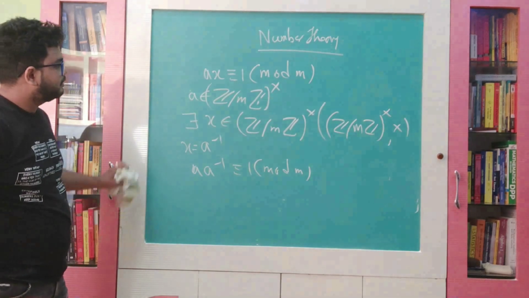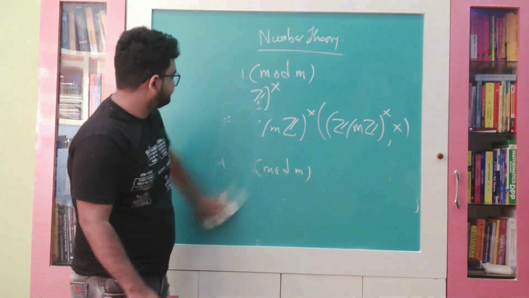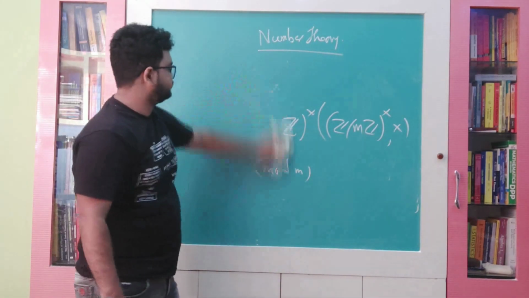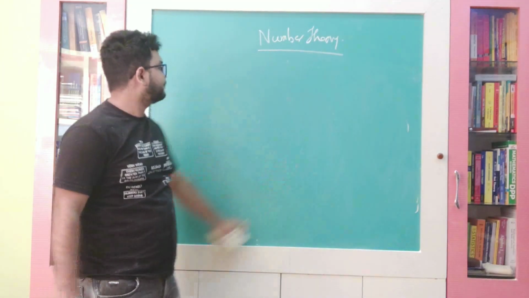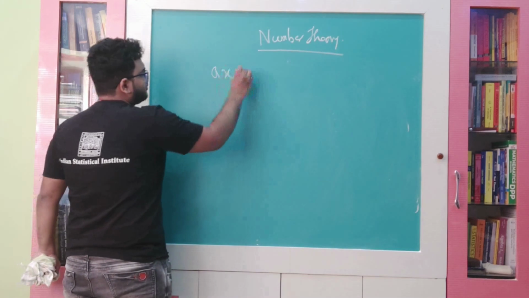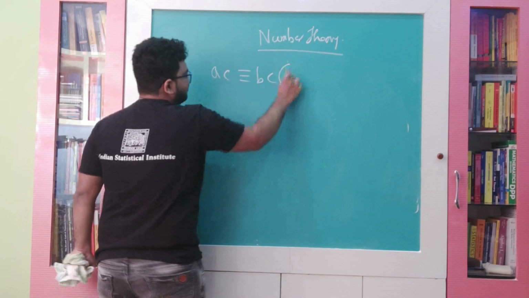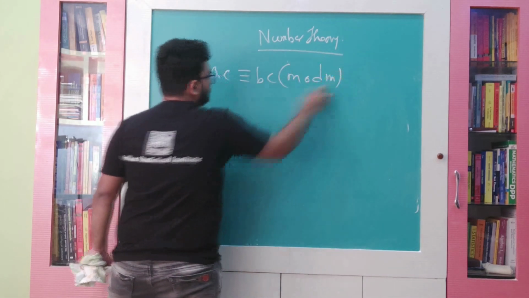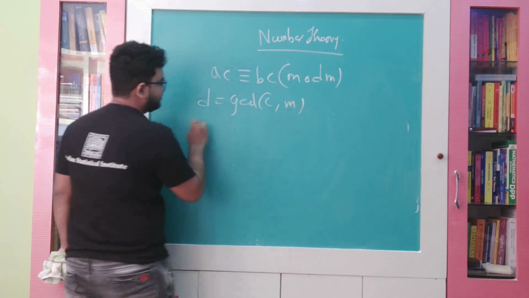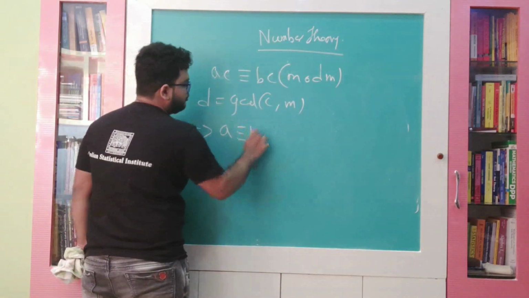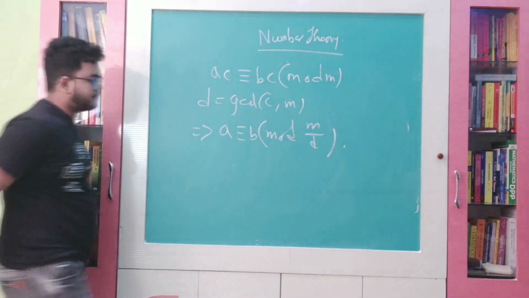Multiplicative group. Okay. So this is the case. Now, complete residue system. Now if AC is congruent to BC mod M, and D is the GCD of C and M, this implies A is congruent to B mod M by D. This is the result.